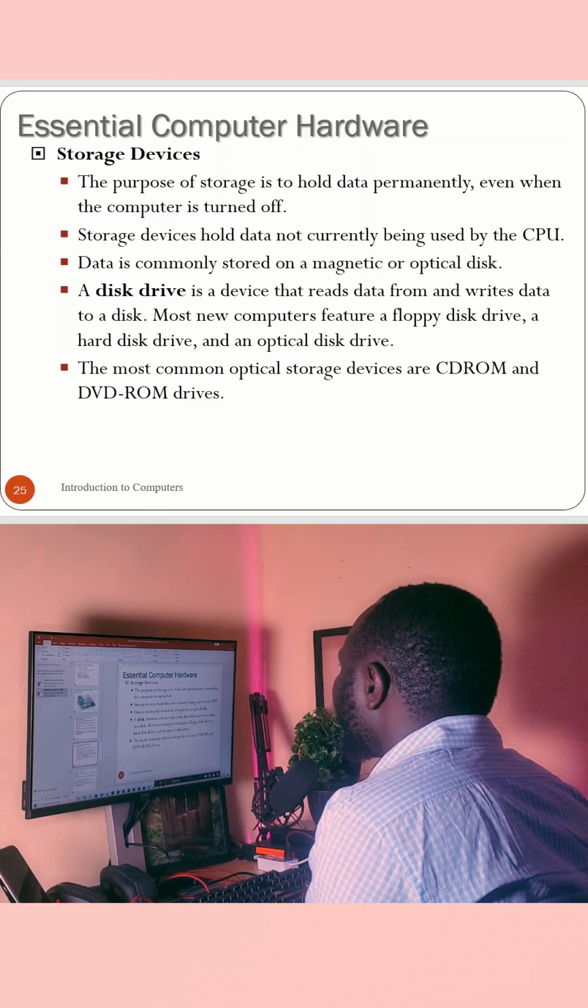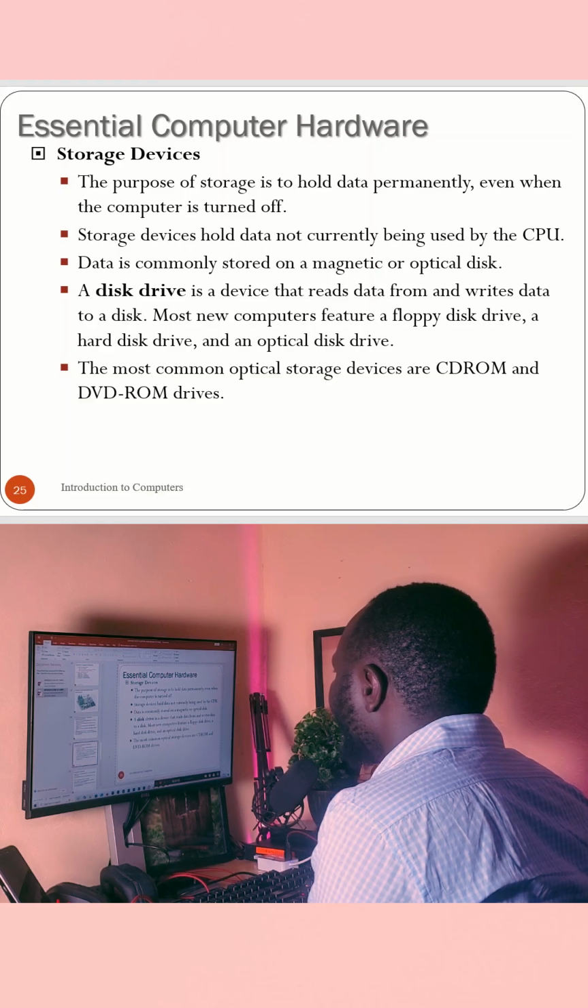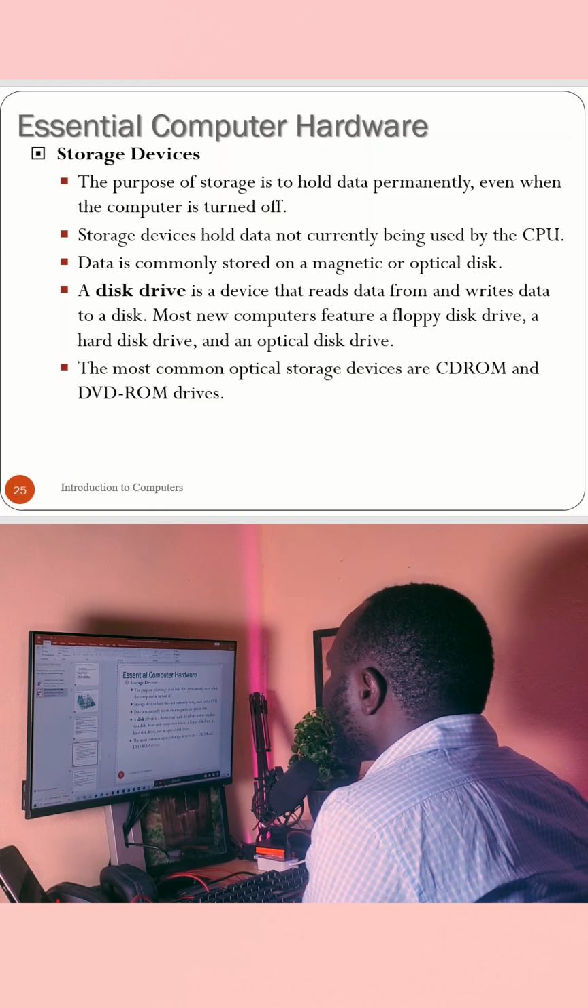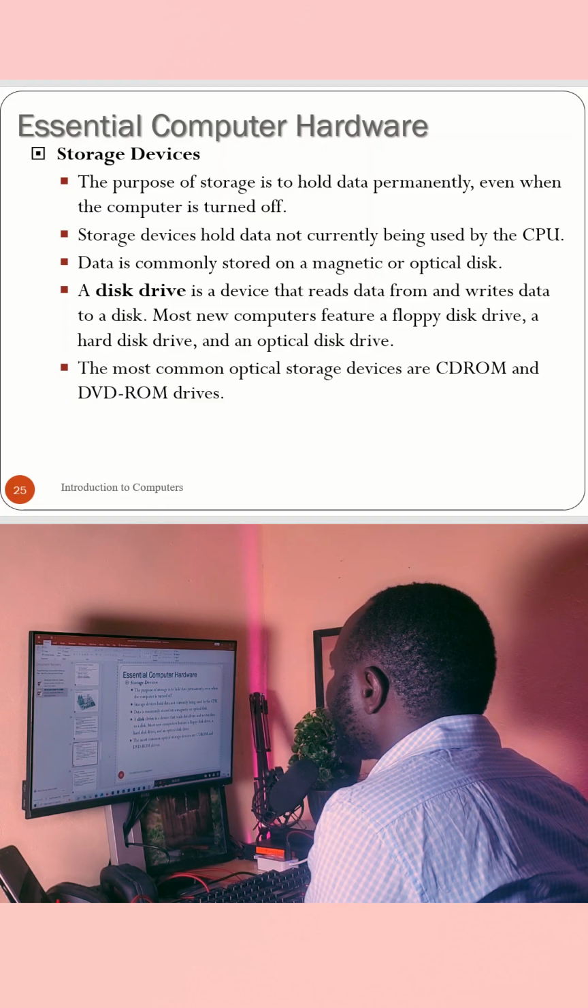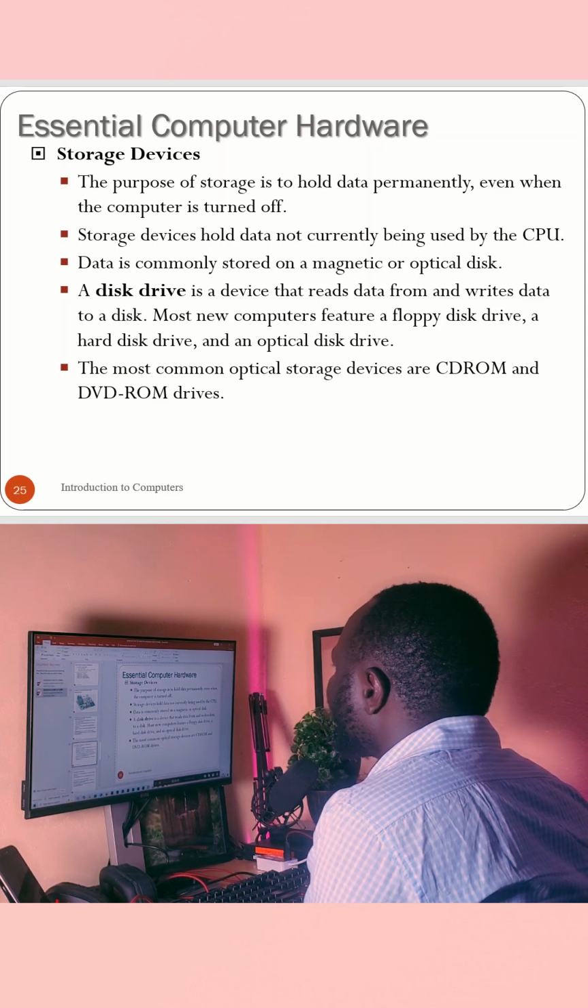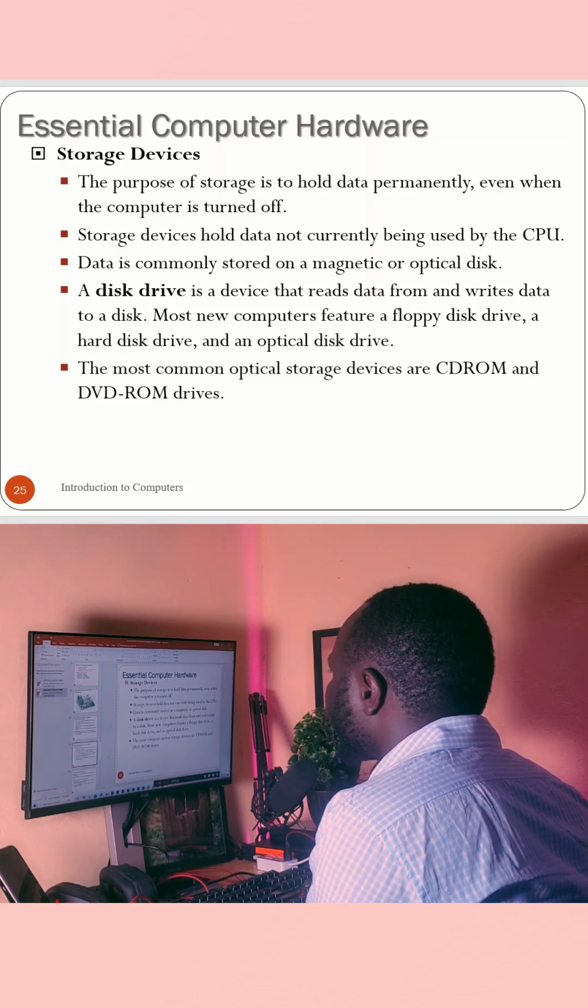Storage devices hold data not currently being used by the CPU. Yes, I remember explaining this in a slide earlier, where I said the central processing unit, or CPU, operates at a very high speed, and for that same reason, it picks its data from the RAM. Whatever the CPU needs to work on has to be fetched from your storage, put onto the RAM, then the CPU starts executing on it from the RAM, because the RAM in its operation is faster compared to the permanent storage.